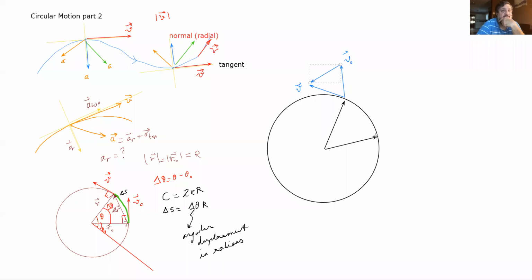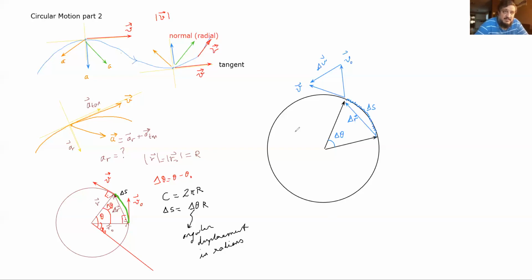Just like I had a difference here, which was the displacement. So this will be delta V, whereas this is delta R. And I still have the arc length here, delta S. That is delta S, that corresponds to an angular displacement of delta theta. Delta S is equal to delta theta times R.